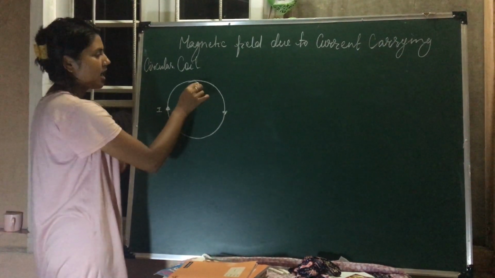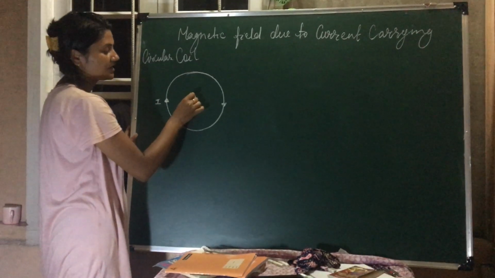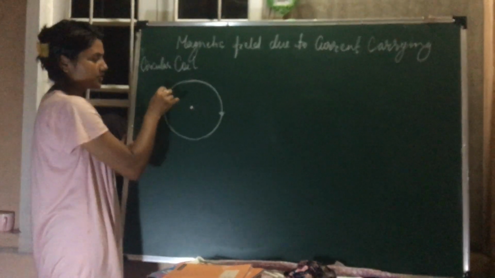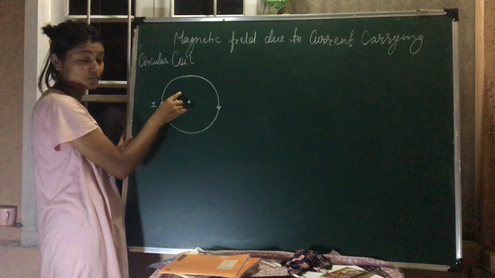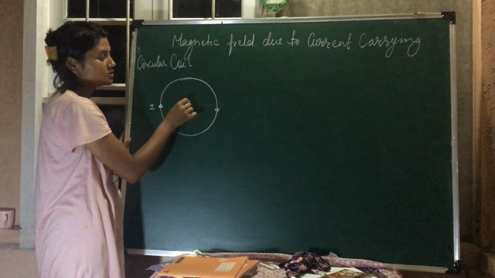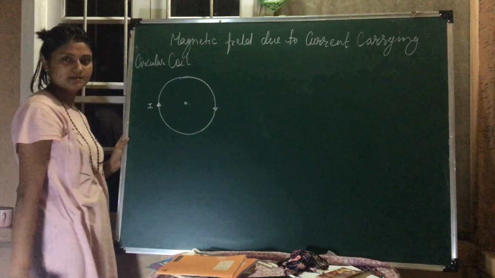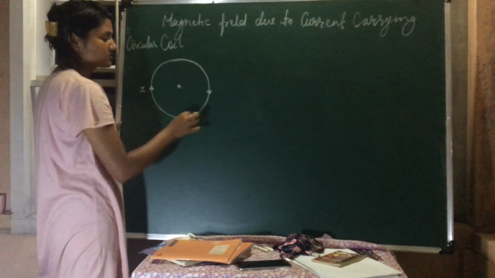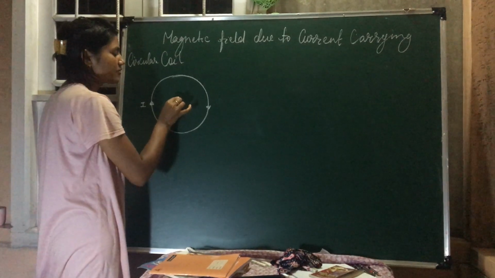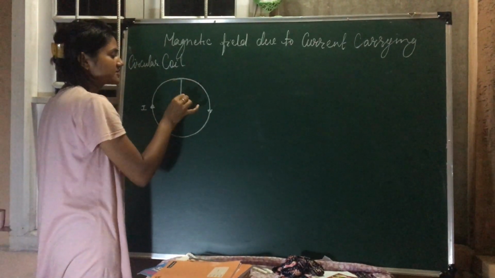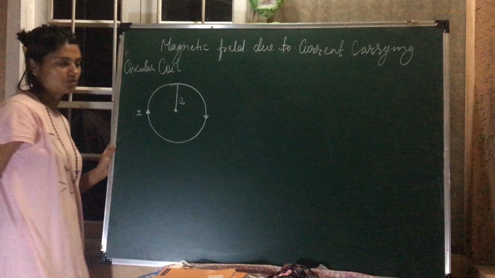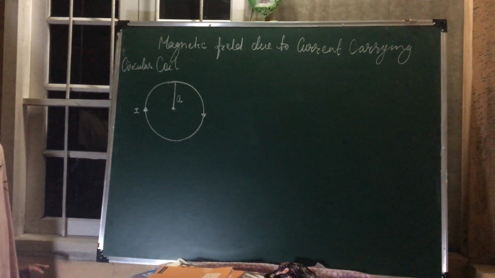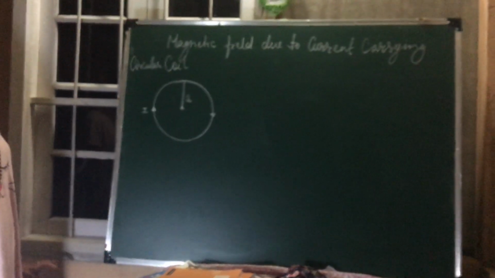Now, how can we find out the magnetic field at the center? Other places we can also find it out, but that is a very complicated case. So we are going to start with this most simple case. Say this is a circular coil, and this circular coil has a radius, say A. Now, how can we find out the magnetic field?